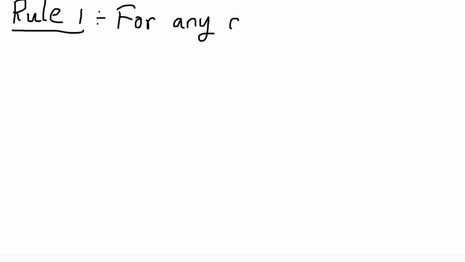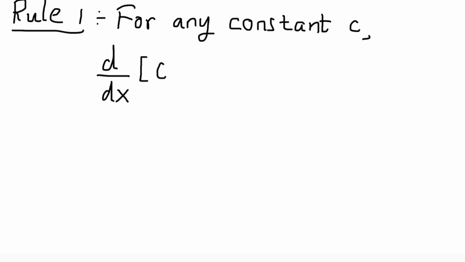For rule number 1, let's consider any arbitrary constant c. We can say that the derivative of this constant c with respect to x, that is denoted by dc over dx, is 0.